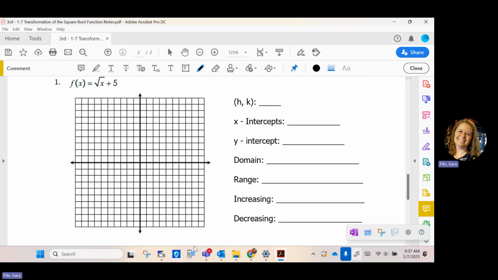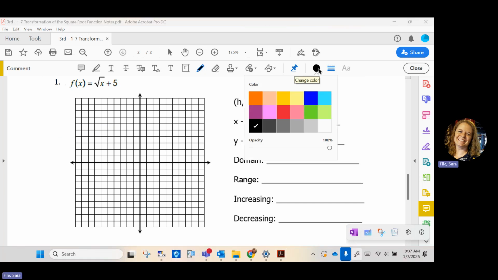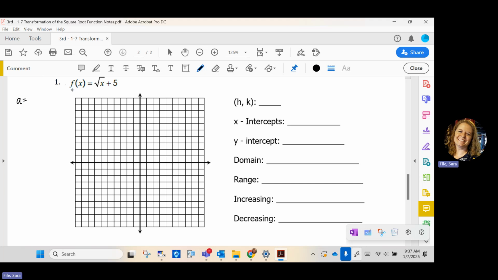You can identify your A, H, and K off to the side if that's helpful to you. You can see your A is an understood 1. Your H is a 0. There's nothing inside added or subtracted. And your K is a 5. So again, this is up 5 if you want to describe the transformation. So my H, K is 0, 5. That's my endpoint that I'm going to start with, which is just the endpoint of the parent function shifted up 5.